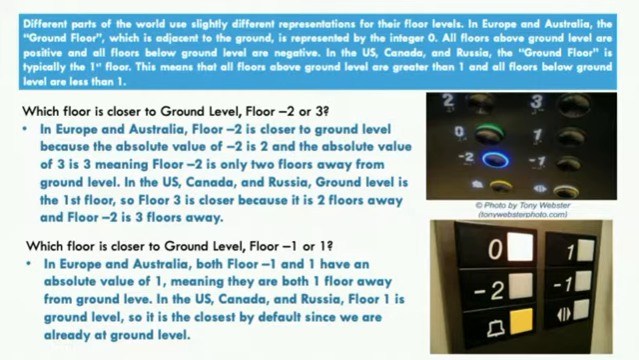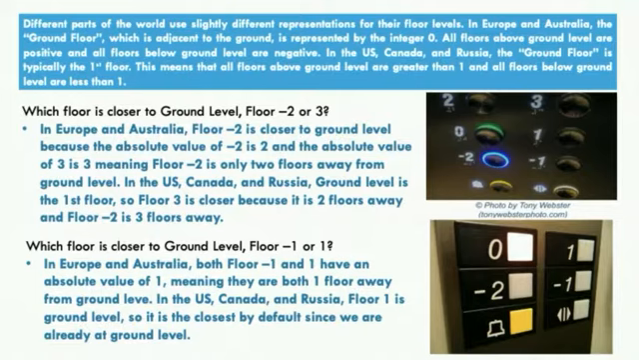So, which floor is closest to ground level? Floor negative 2 or 3? Well, in Europe and Australia, floor negative 2 is closer to ground level because the absolute value of negative 2 is 2, and the absolute value of 3 is 3, meaning floor negative 2 is only 2 floors away from ground level. In the US, Canada, and Russia, ground level is the first floor. So floor 3 is closer because it is 2 floors away, and floor negative 2 is 3 floors away.